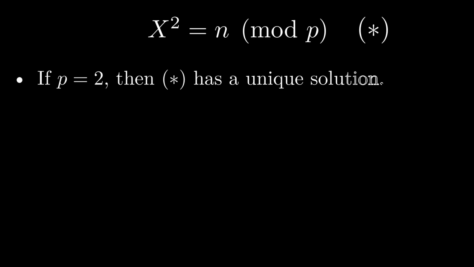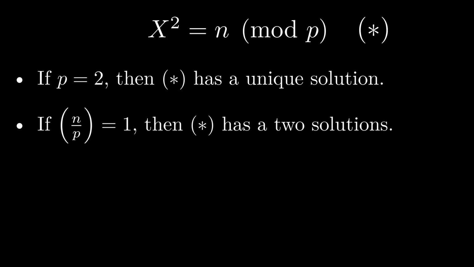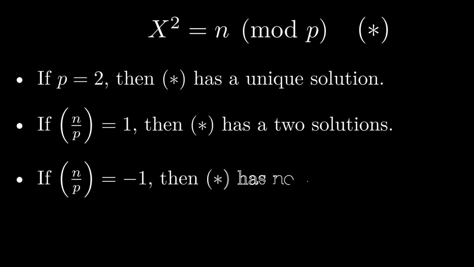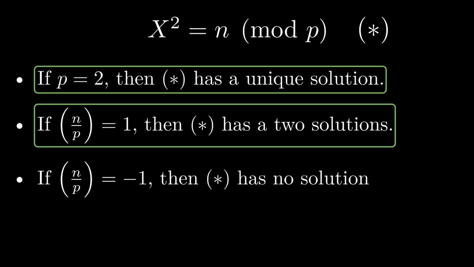If p equal to 2, then we have one solution. If the Legendre symbol is equal to 1, then we have two solutions. If the Legendre symbol is equal to -1, then we have no solution. The Legendre symbol is a function that tells us if a number is a square modulo p or not, and can be computed effectively. The first two cases, we do the same as before.